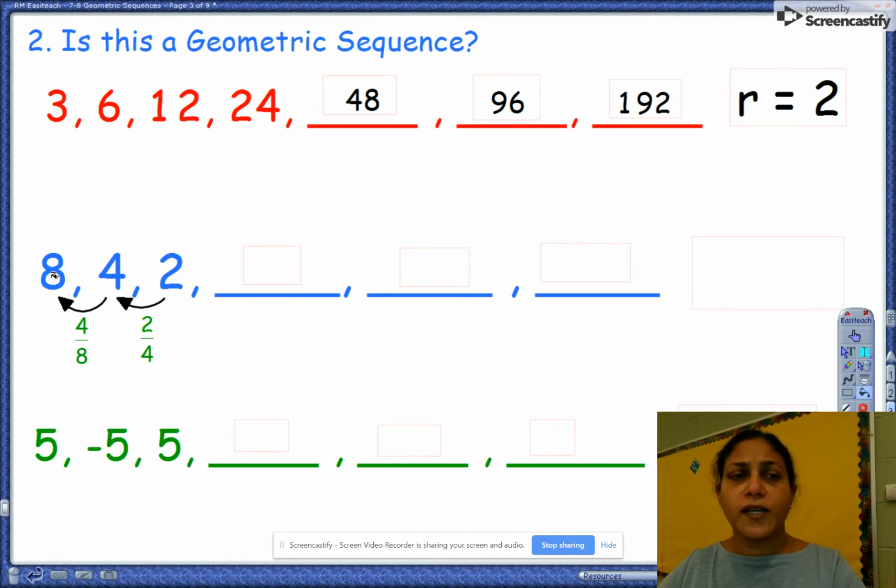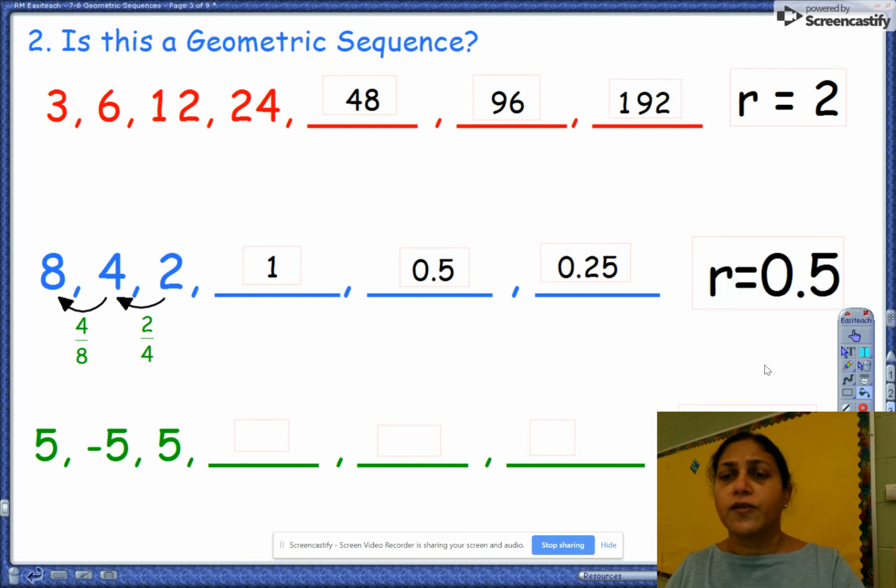The next one is being divided by 2. So it's 1 and then a half and then 0.25. You calculate the r by taking the number and dividing by the previous number. So r is 0.5.